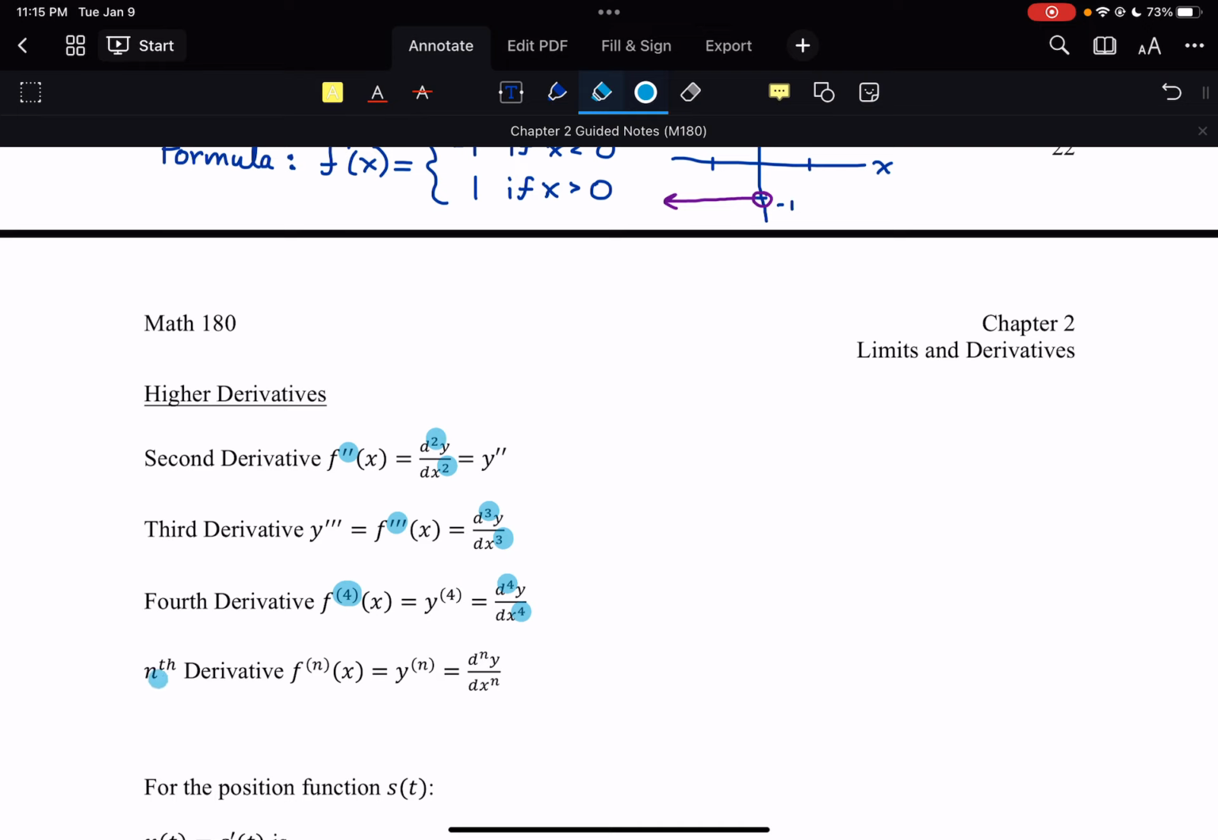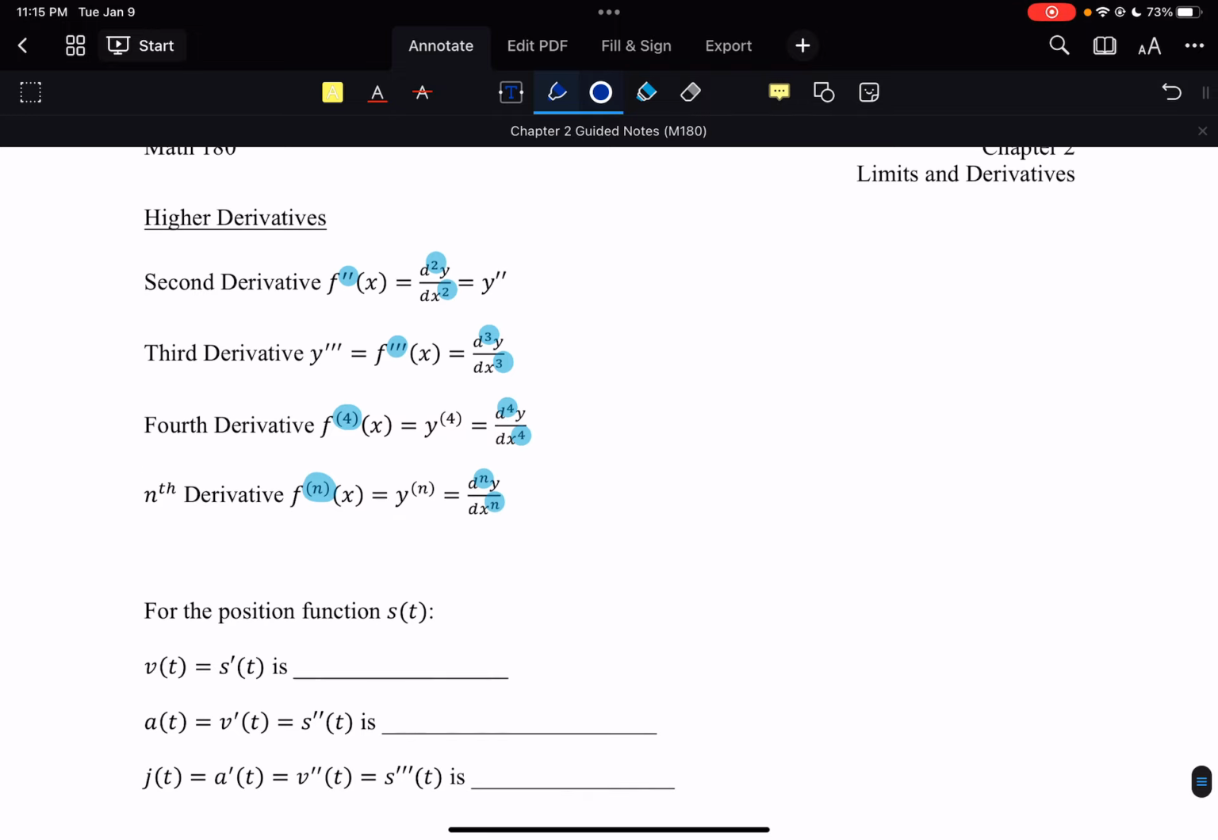And then obviously for the nth derivative, anything above that, we would just use whatever that number is. So you could take the 100th derivative and it would just be f parentheses 100 up here in the power of x, or d to the 100 y over dx to the 100. Okay? And that's certainly preferable to writing out 100 primes on a 100th derivative notation.